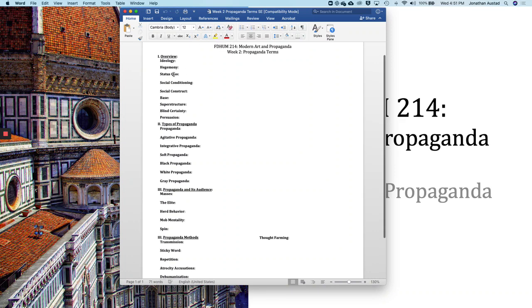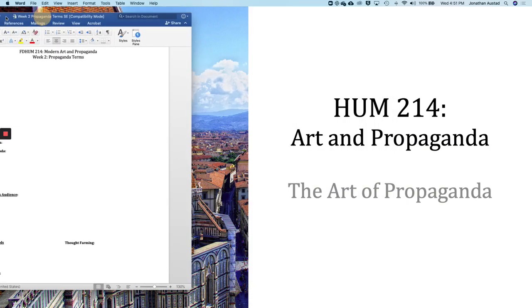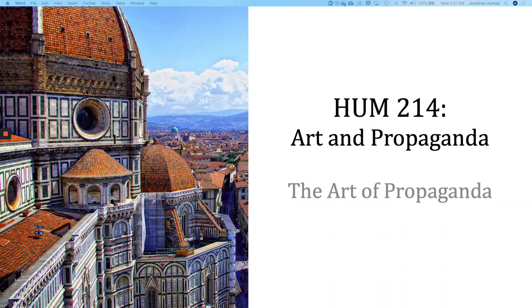But then you can just print this off or have it on your laptop and fill in these terms as we go along. And this will help you not only in the class, but also on upcoming tests as you might see some of these ideas again.